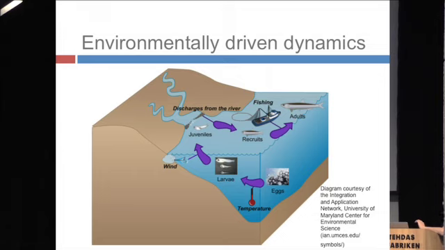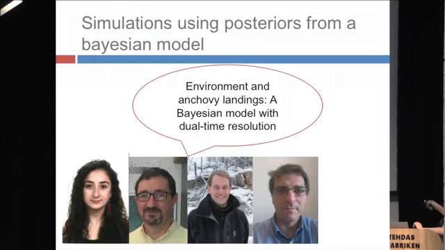Anchovy spawning is mainly affected by temperature. It's associated to higher temperatures. And mortality from larvae to juveniles is mainly driven by extreme easterly winds. From juveniles to recruits, survival is mainly driven by discharges from the Guadalquivir River. And finally, when they are recruits or adults, the fishing pressure is the main cause of mortality.